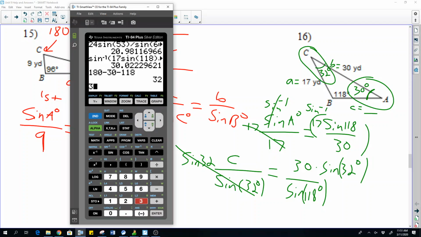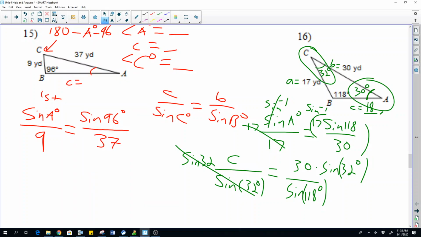So now we'll do 30. We don't use inverse because we're solving for a side length. So 30 times sine 32, close parenthesis, don't forget to close parenthesis, divided by sine of 118 degrees. Nice. So then we get 18. And so that's what little c is going to equal. Don't forget yards. So we got 18 yards. And so that is going to be our third answer there. 18 yards.